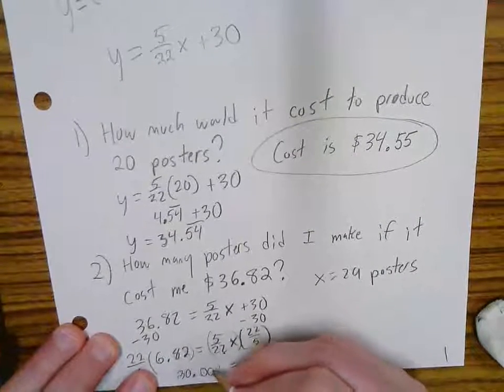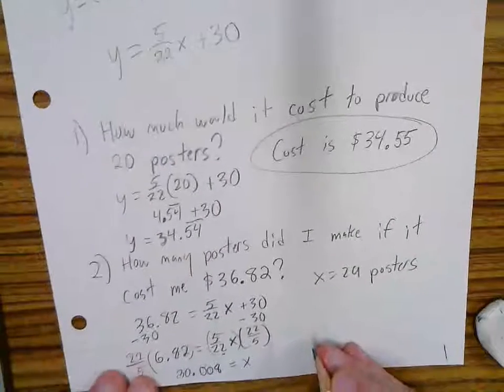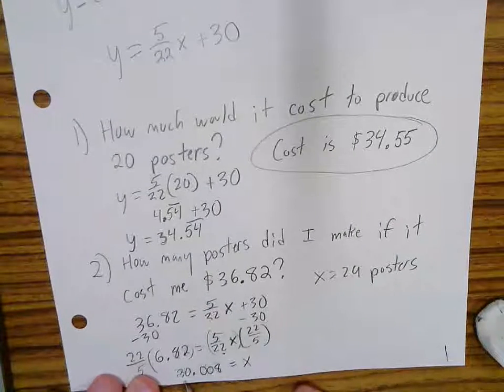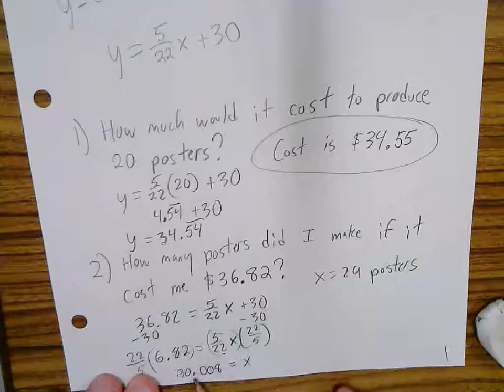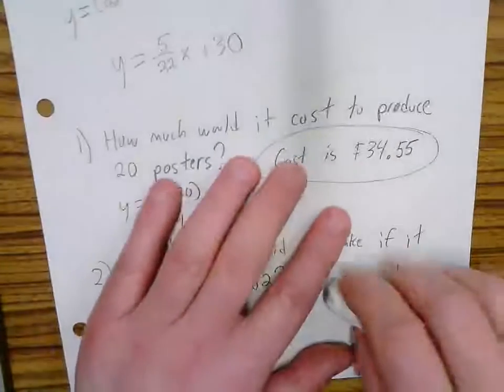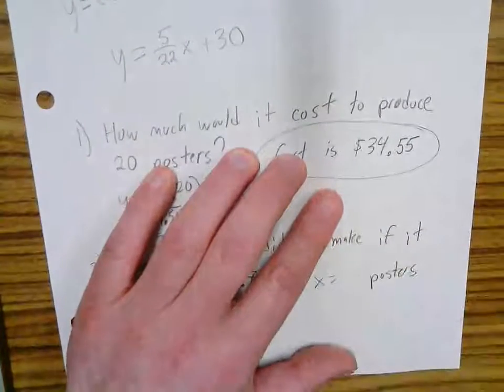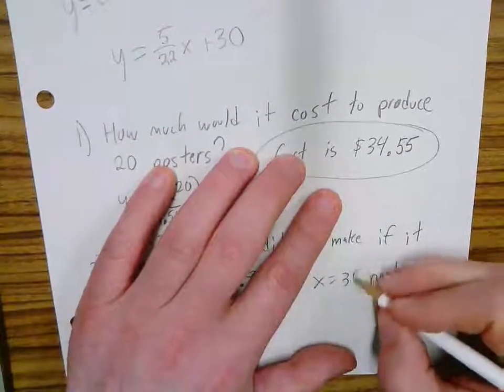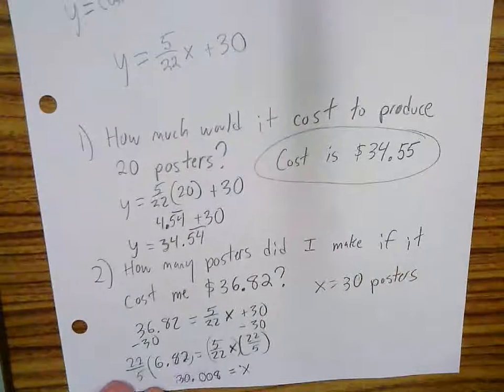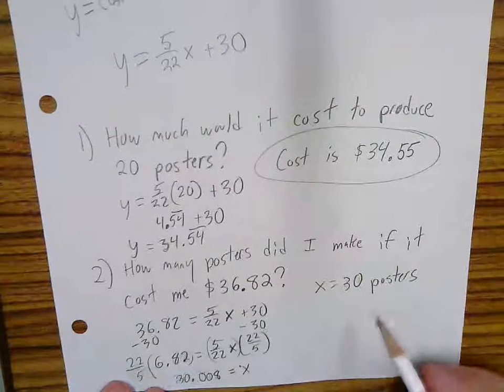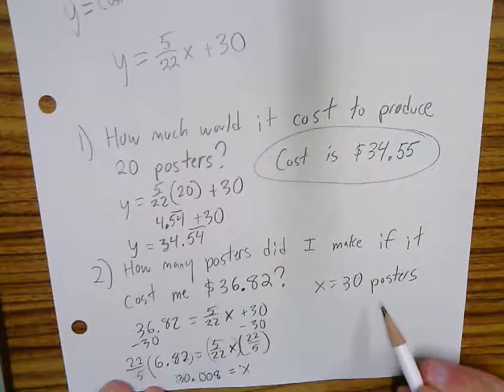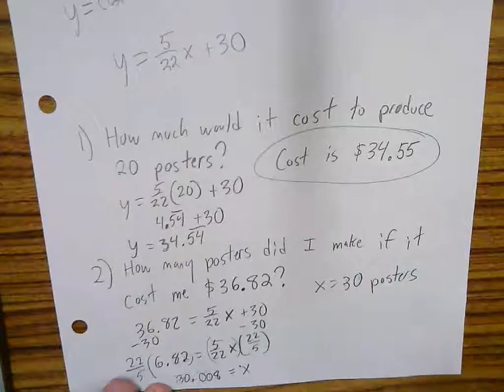and 8 thousandths. And that rounds to a much neater number there. It's approximately 30 posters, so the cost of $36.82 would be the cost if I had produced 30 posters.